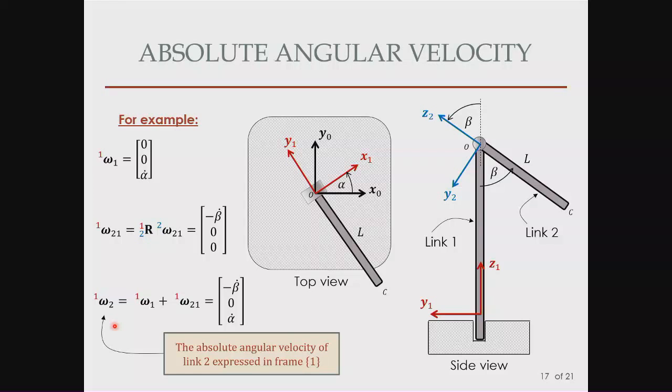For instance, you may first find omega 2 relative to 1 in frame 2. What would it be? The same as this one, remember? Minus beta dot along the x2 direction. And then add it to omega 1 in frame 2, or in frame 1 and then rotate it to frame 2.